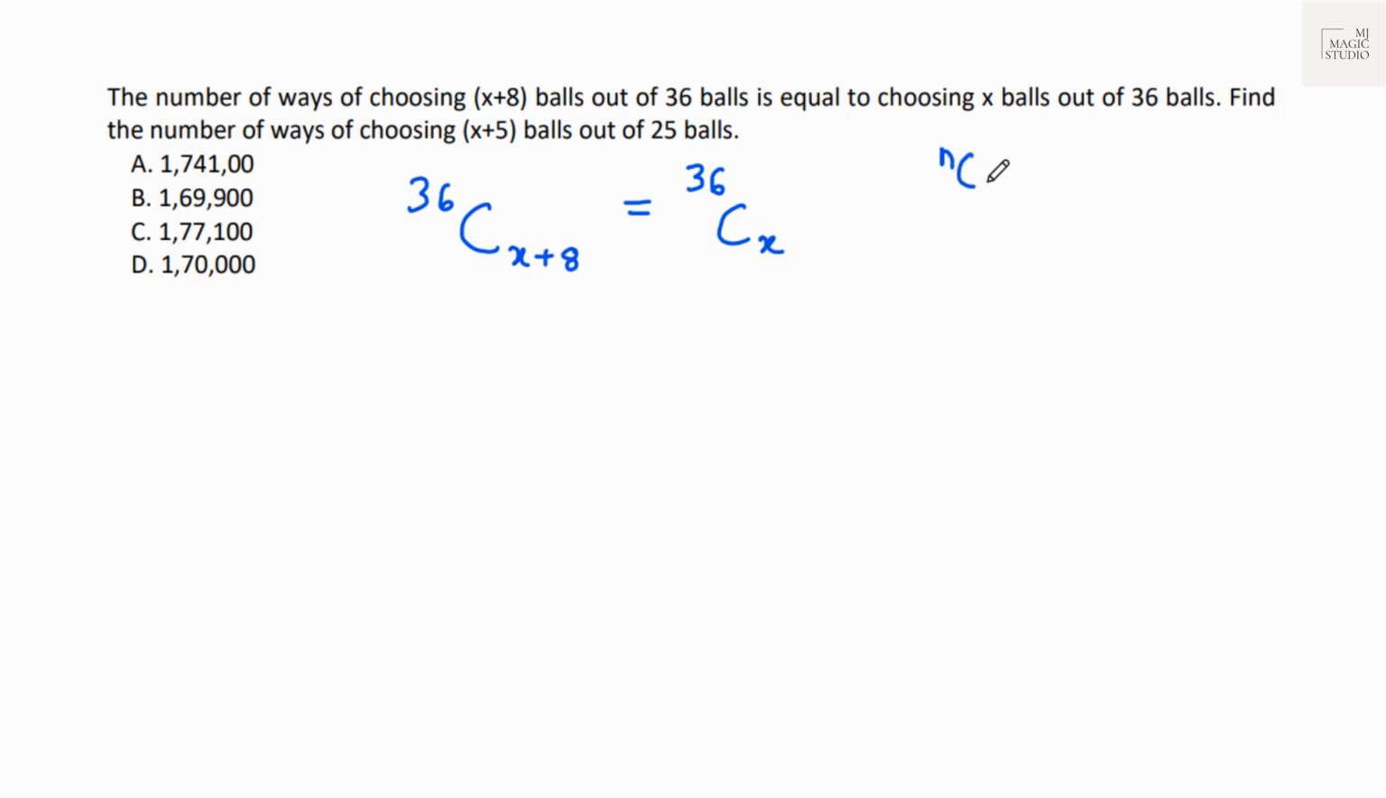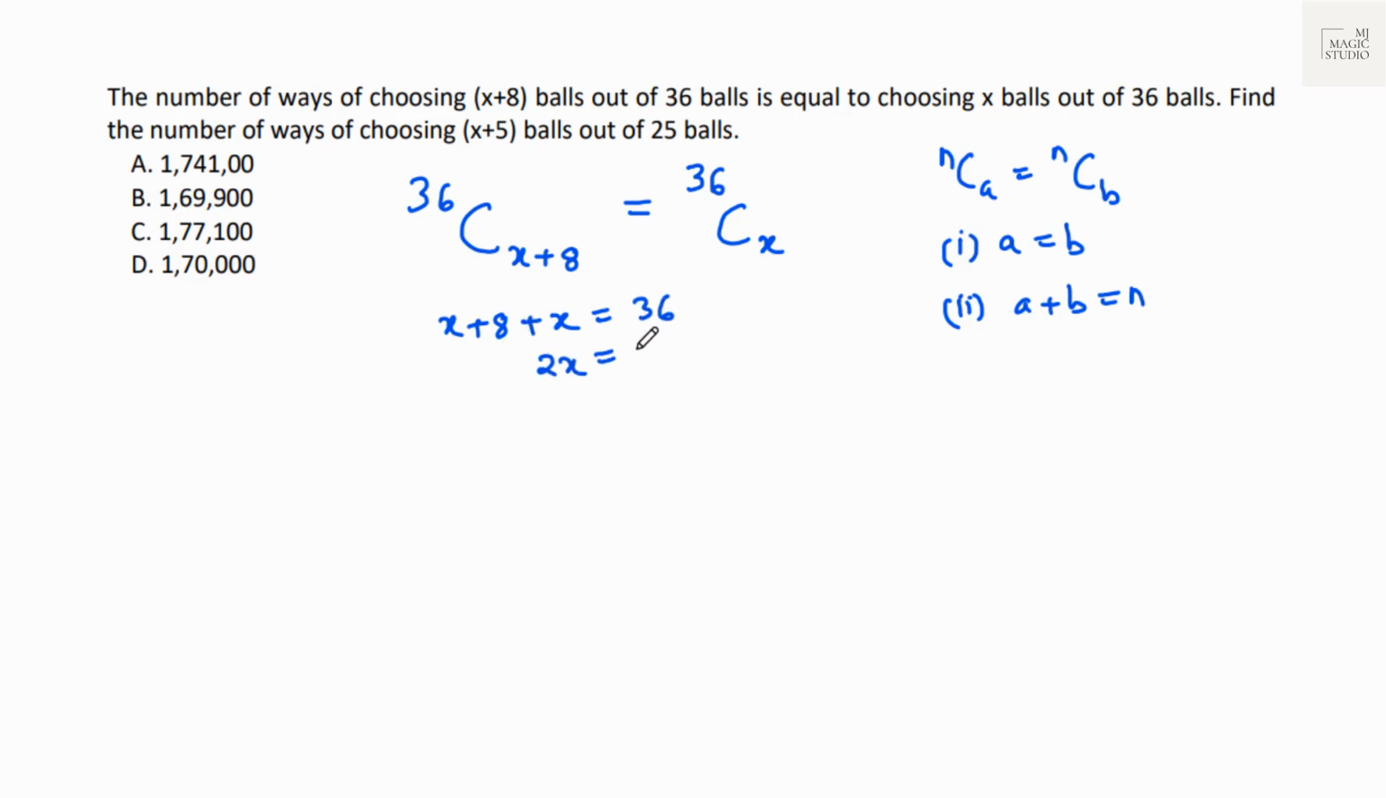Now we know that if nCa is equal to nCb, then we have two conditions: either a is equal to b, or a plus b is equal to n. Here we can see that x plus 8 cannot be equal to x. That means in this case, (x plus 8) plus x should be equal to 36. 2x is 36 minus 8, 28. X is equal to 14.